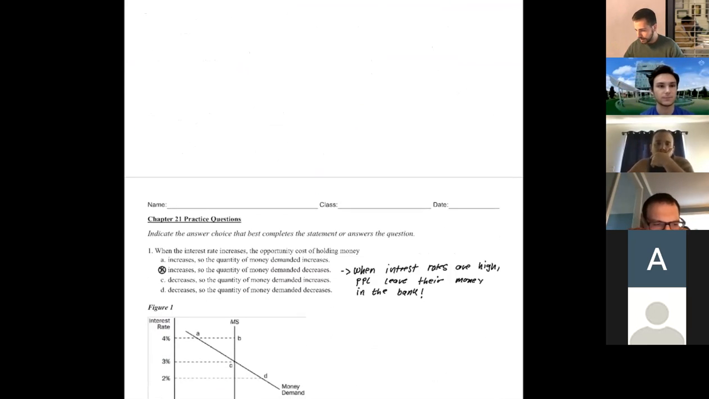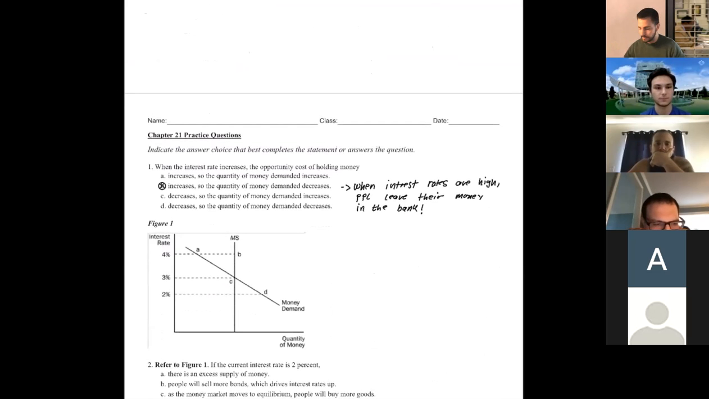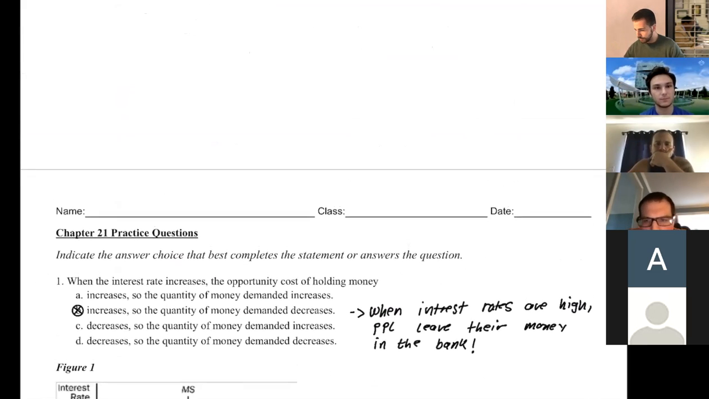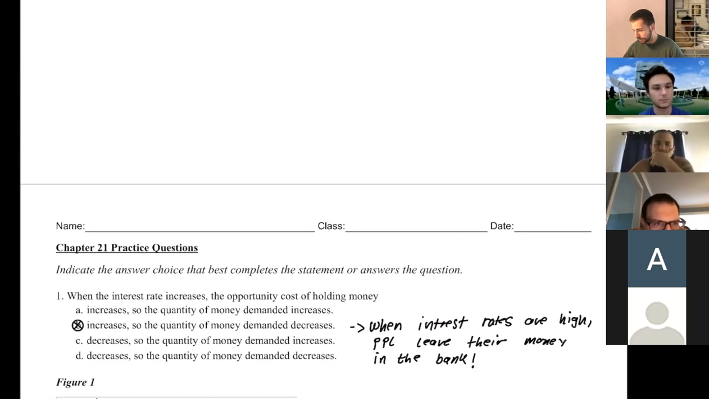So the chapter 21 practice questions, you maybe already saw these. Number one is when the interest rate increases, the opportunity cost of money. The answer is B, but why is it B? When the interest rates are high, people leave their money in the bank. That's kind of the older chapter, I think, markets for loanable funds. I think I covered that, that if you could leave your money in the bank and you got like 15%, people would basically not really demand money. They would probably just leave it there. So that's why the answer is B.